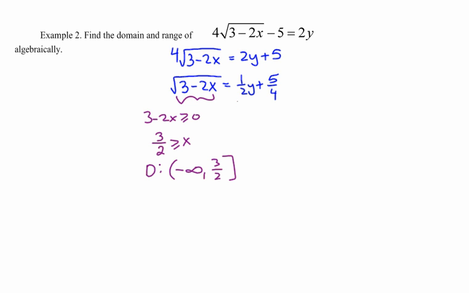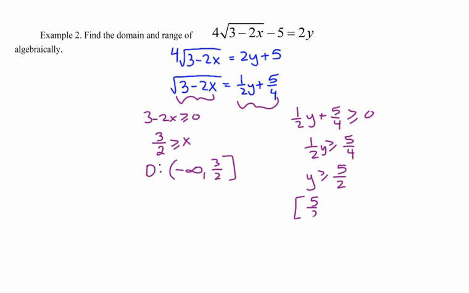Okay, so then again, this has to be greater than or equal to 0. Half y plus 5 over 4 is greater than or equal to 0. Now solving this, subtract 5 over 4, times by 2, and we get y is greater than or equal to 5 over 2. So 5 over 2 to infinity. That's our range.